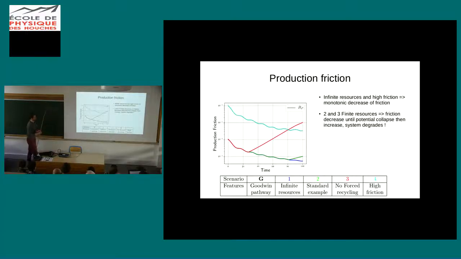In these two scenarios, the standard example and without forced recycling, what happens is we follow exactly the same trend as the infinite resource. As soon as the potential collapses, we are not able to invest anymore, and if we are not able to invest anymore, then the friction starts to increase.